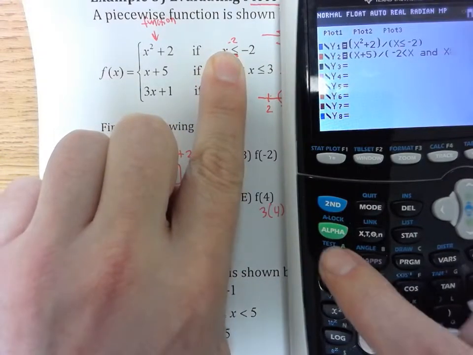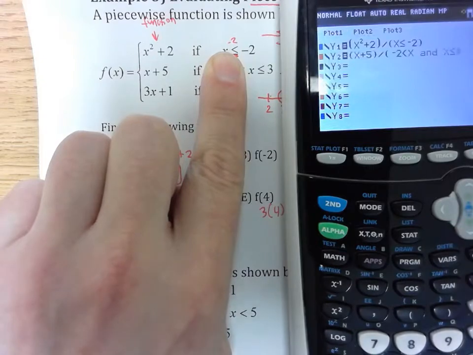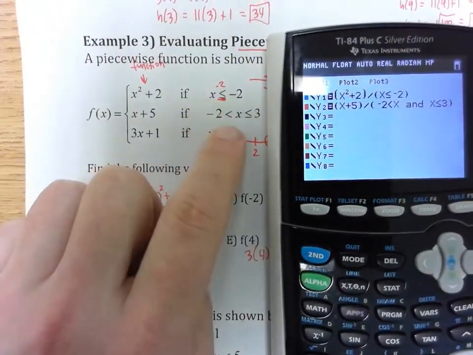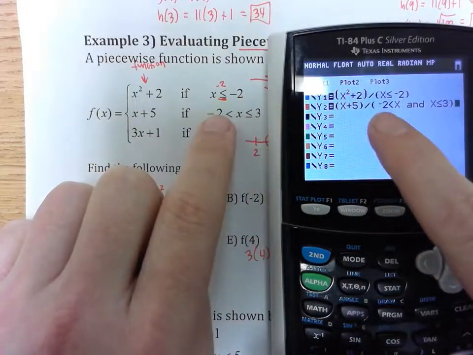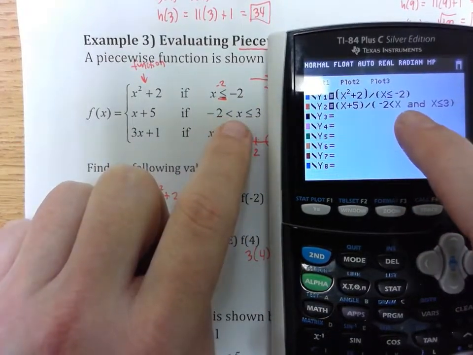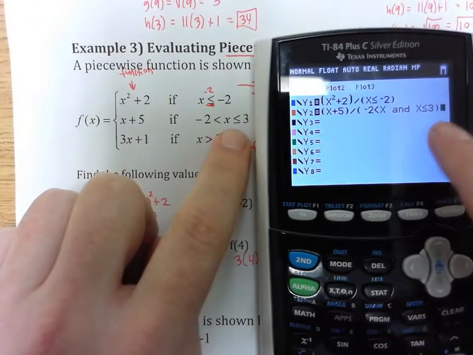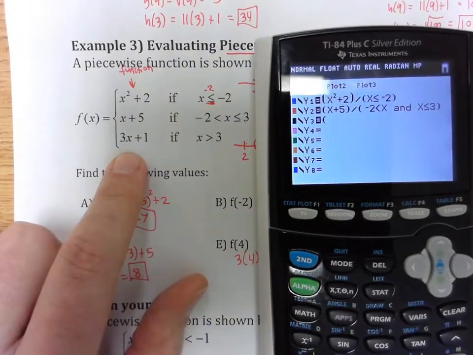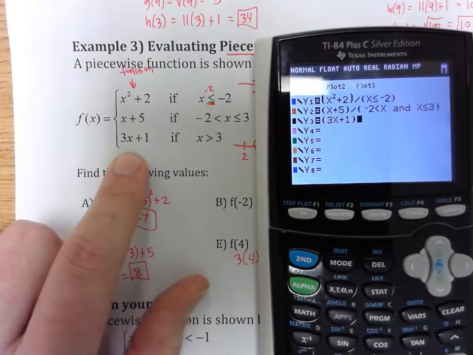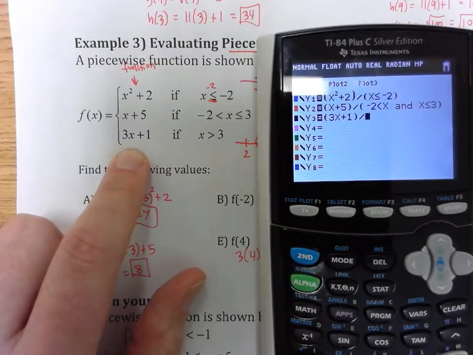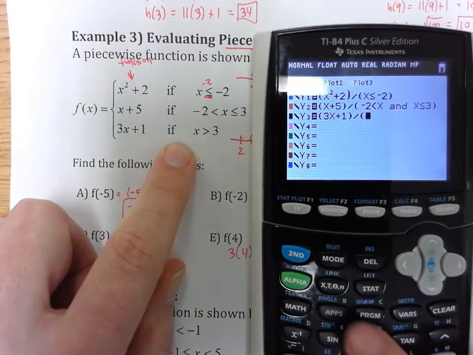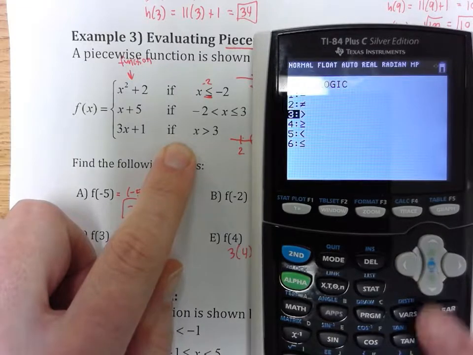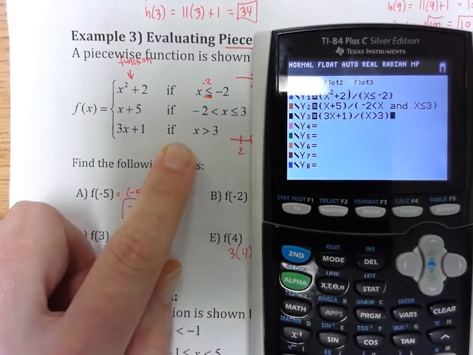Second math. I don't know why it's programmed to do this, but that's how you have to input the compound inequalities. You say -2 is less than x, and x is less than or equal to 3 in parentheses. Make sure you have the divided by there. Go to line 3, parentheses, 3x plus 1, close parentheses, divided by, parentheses, x, second math, greater than 3, close it up.